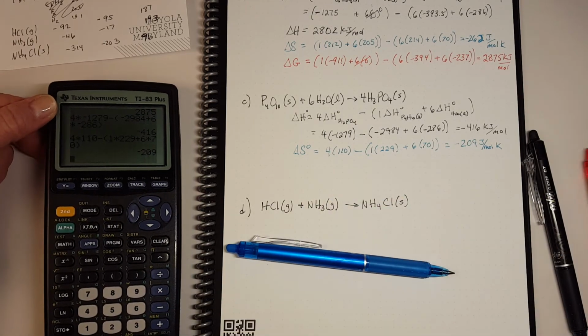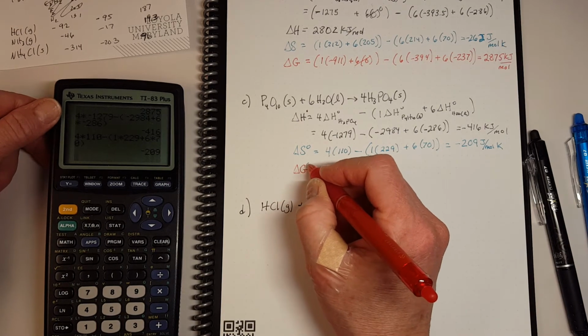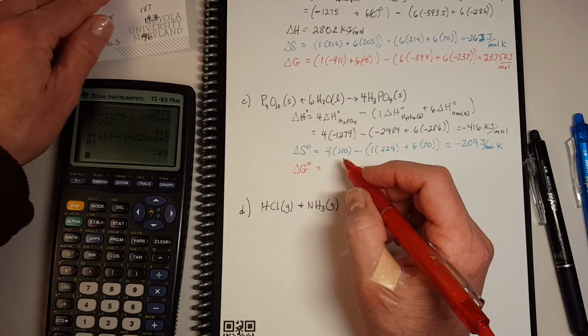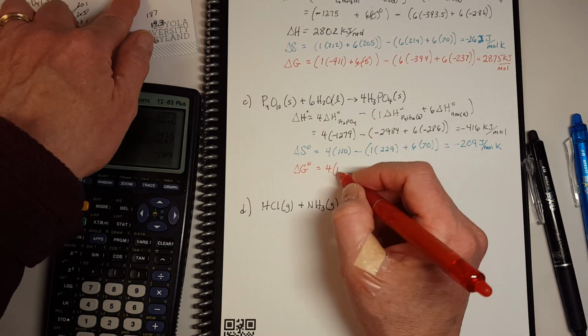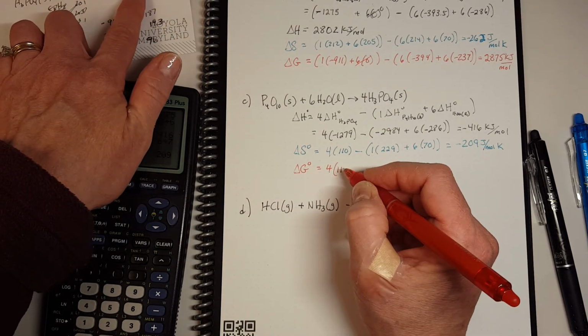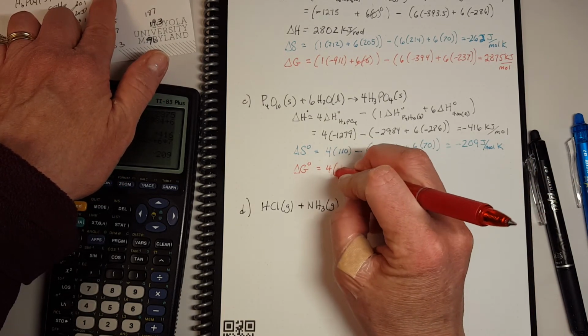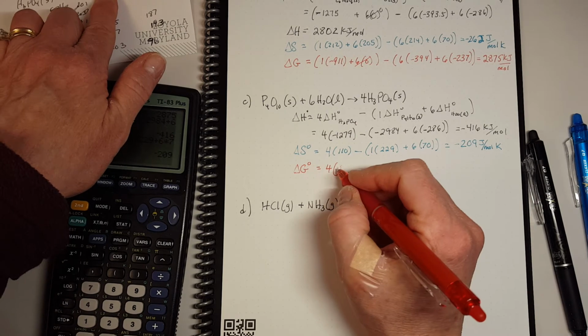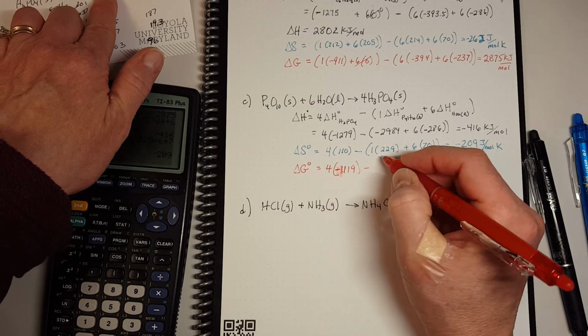And then lastly, we'll do the delta G. And so the delta G, same process, standard state. We're going to say 4 times the delta G of the H3PO4, which is negative 1119. Let me erase that. So the delta G is negative 1119. I was reading the wrong column.